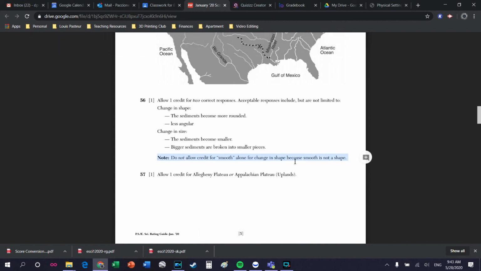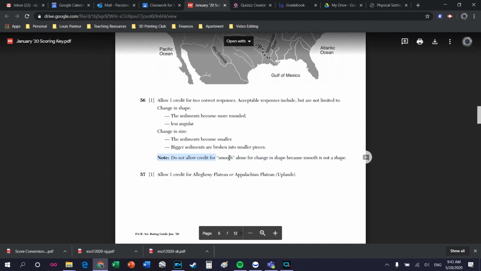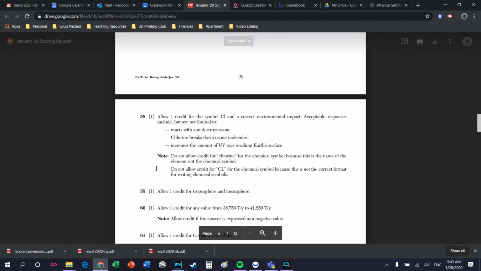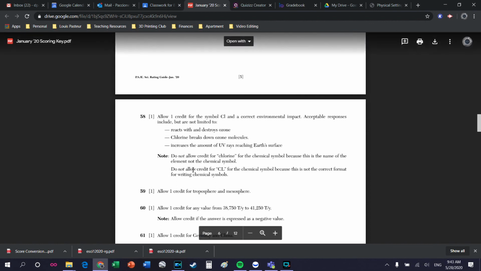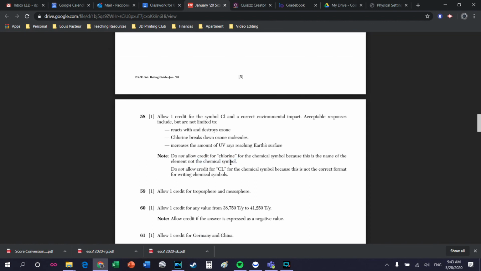Notice how there are some notes here. Do not allow credit for smooth alone. Okay, so you want to keep that in mind. Sometimes there are notes for specific things they will not allow. Same thing here. Do not allow credit for chlorine, okay? Because this is the name of the element and not the chemical symbol. So it wanted the chemical symbol, not the name. And also, even here's something small. CL, both capitals, is not correct because that's not how chemical symbols are written. It's always uppercase, lowercase. All right, so little things like that.